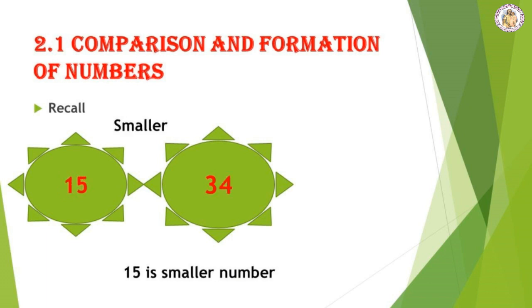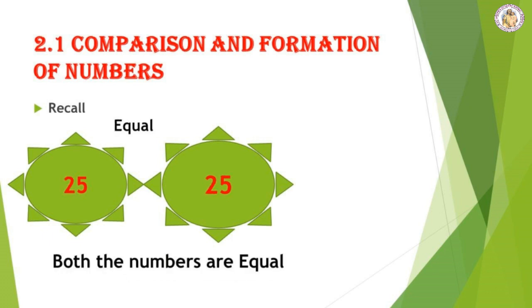Look into the pair of numbers. What are the numbers they have given? They have given 15 and 34. Among these numbers, we have to find the smaller number. Which one is smaller number? Yes, 15 is smaller number. The third example, they have given the two numbers. The first number is 25 and the second number is 25. When we compare the numbers, both the numbers are equal.